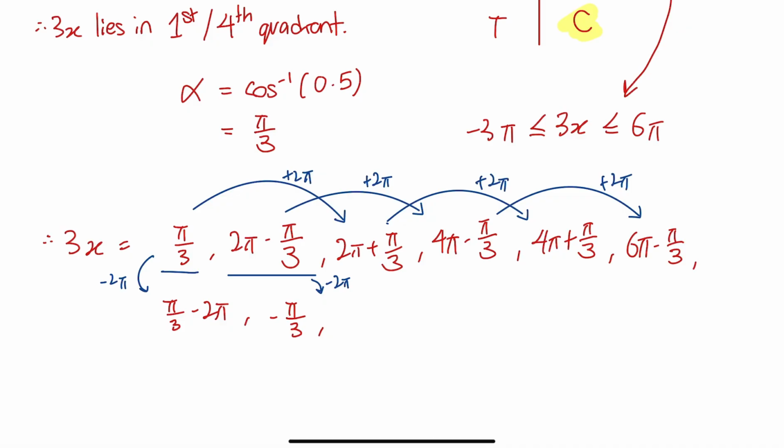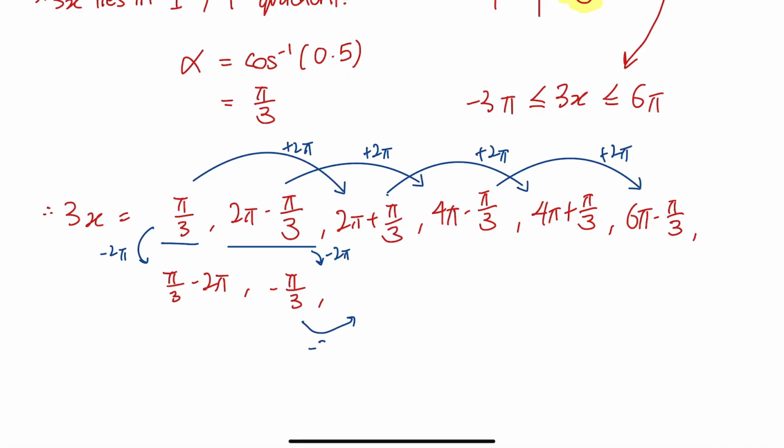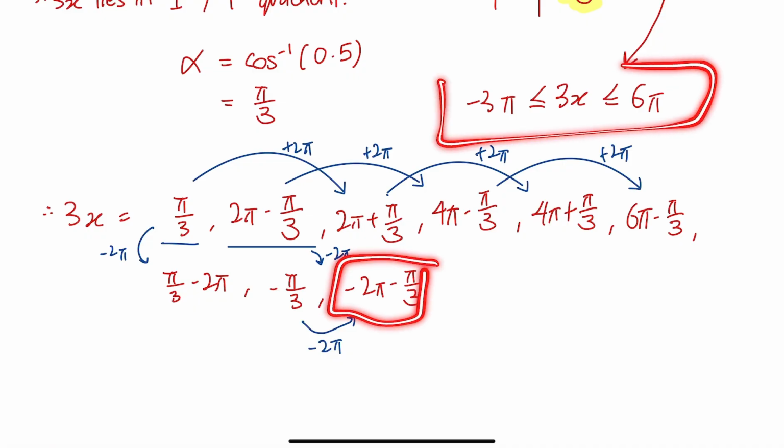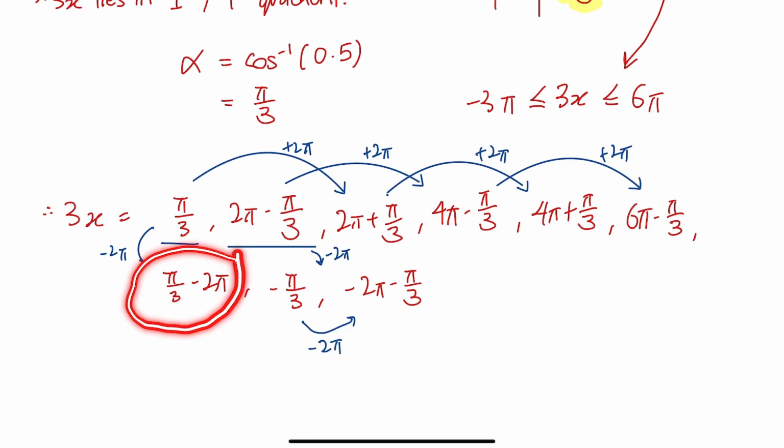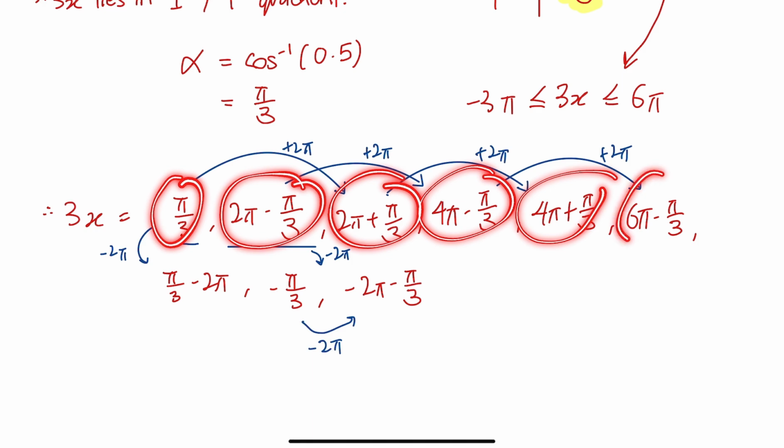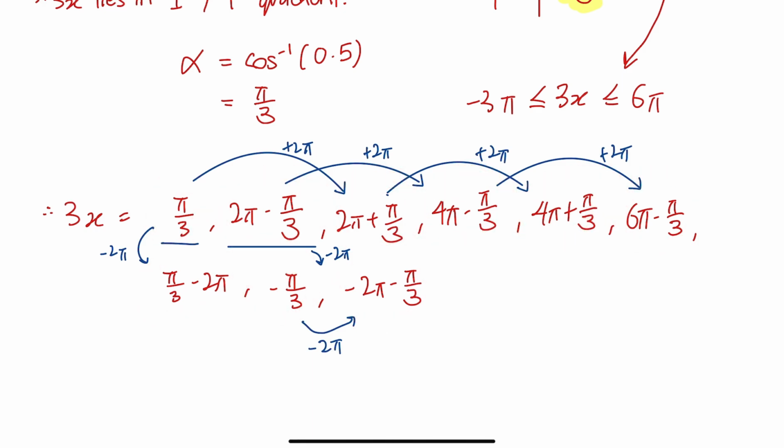We check again. Do I have any other solutions that are still within the range? Let me see, 2 pi over 3 minus pi, negative pi over 3. And I have one more solution actually. I can minus away 2 pi here, and this will give me negative 2 pi minus pi over 3, which is still within the range. If I minus away 2 pi over here, it will be out of the range already. So therefore I will have 1, 2, 3, 4, 5, 6, 7, 8, 9 solutions to this question.